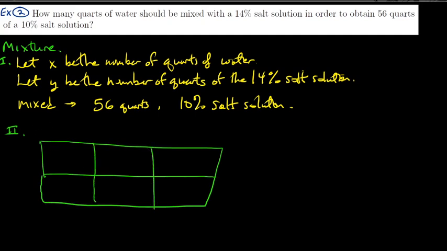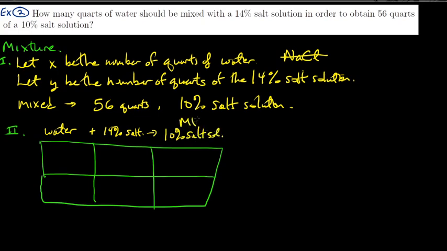Okay. So what do we have? Well, we have water, and we're mixing that with a 14% salt solution. If you're in chemistry, you'll learn NaCl is the chemical abbreviation for salt, sodium chloride. I'll just call it salt. It's not necessary here. We mix those together, and we want a 10% salt solution. Just to be clear, this is the mixture.